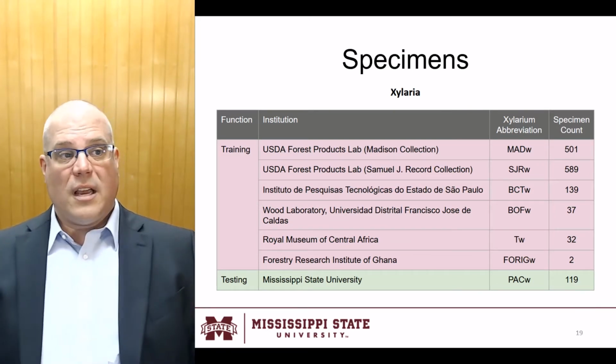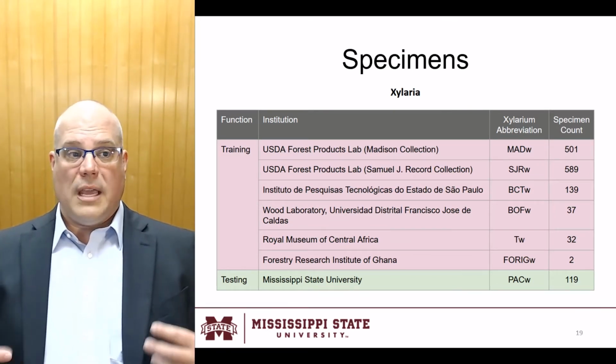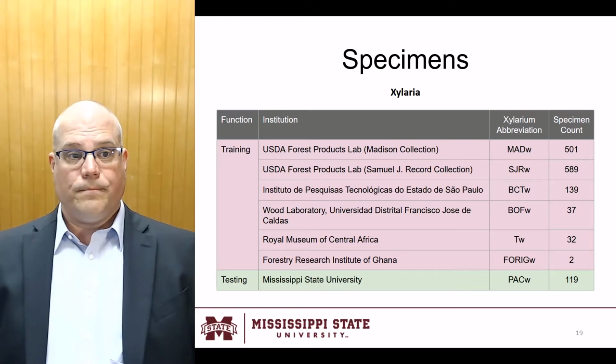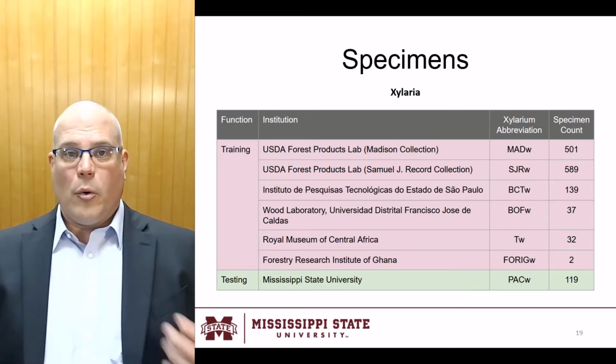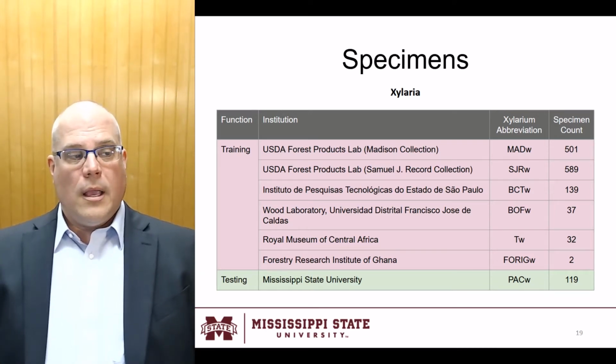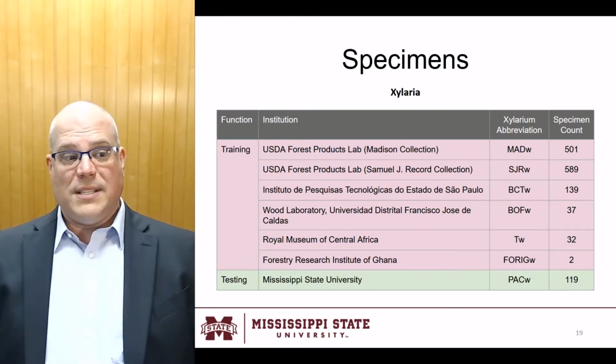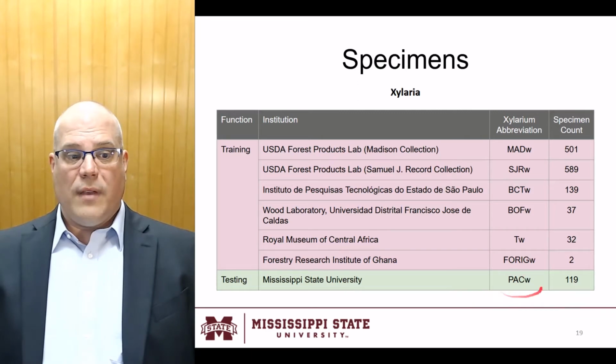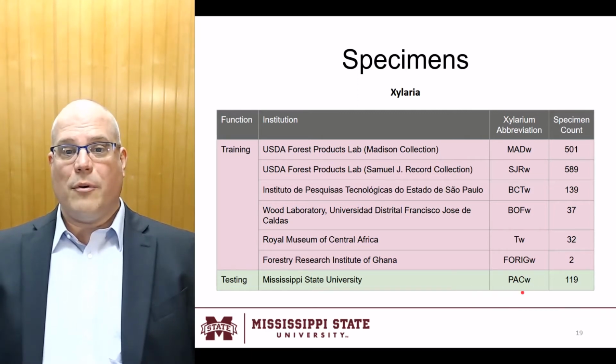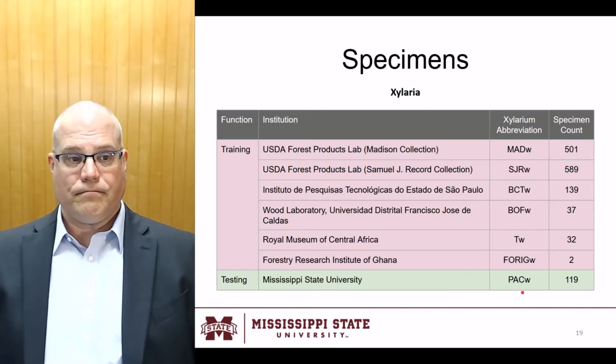Here are the xylaria from which we took the specimens that we used in the project. I'm not going to read these. You can go ahead and take a look. All of the red ones we used for training, and the green one, which is the David A. Cribbs Wood Collection, now at Mississippi State University, we used for testing. That xylarium is abbreviated PAC-W, and we will use that abbreviation throughout the presentation.